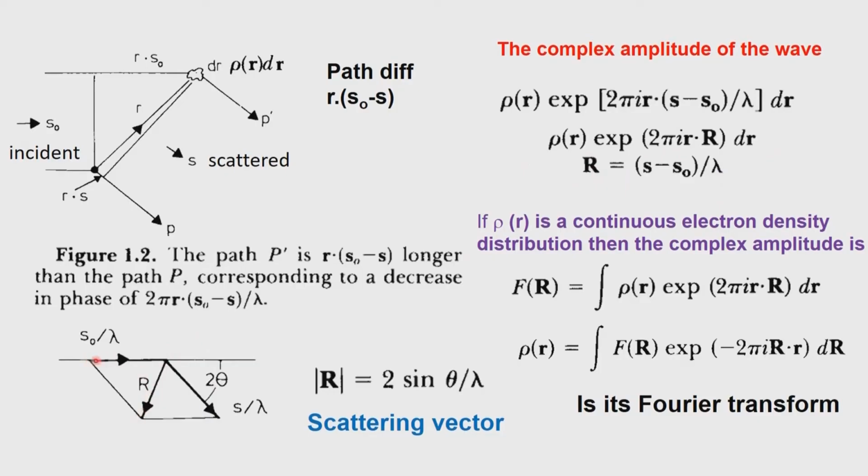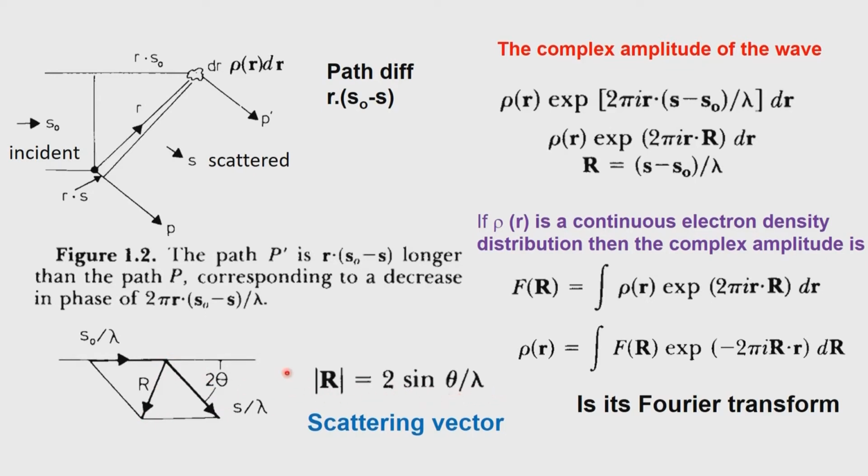So, there is S naught by lambda, S by lambda, and this is the bisector. The vector r therefore is the bisector of S naught by lambda and S by lambda. You can calculate what should be the value of r. A little bit of trigonometry you have to do yourself, so I will leave it to you how to get to this expression. We get the modulus of the vector r as equal to 2 times sin theta divided by lambda.